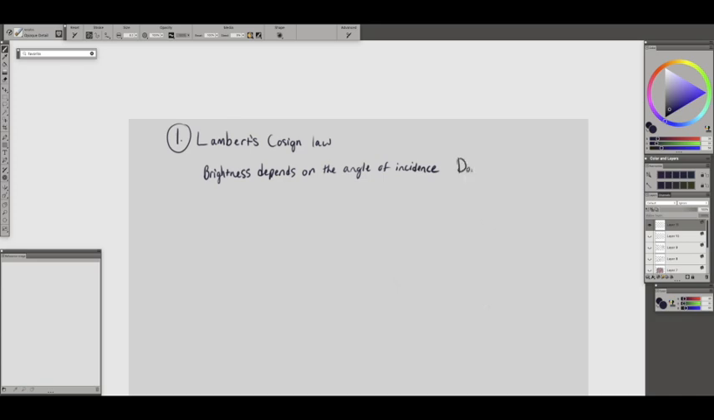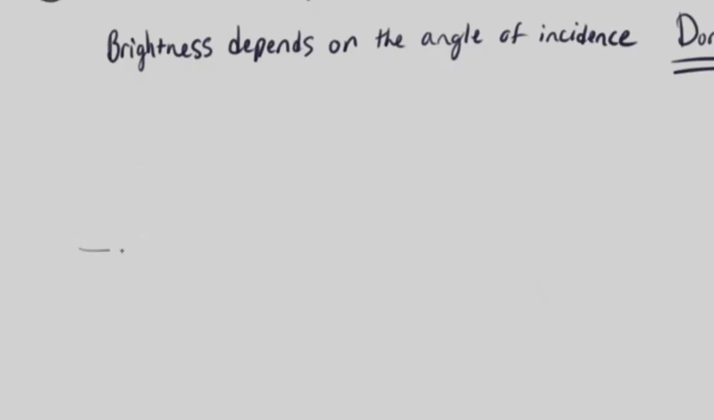So the first thing I'm going to be starting with is Lambert's cosine law. This is the idea that brightness depends on the angle of incidence. I've learned this from Dorian Iten. Highly recommend going to him to learn more of this.